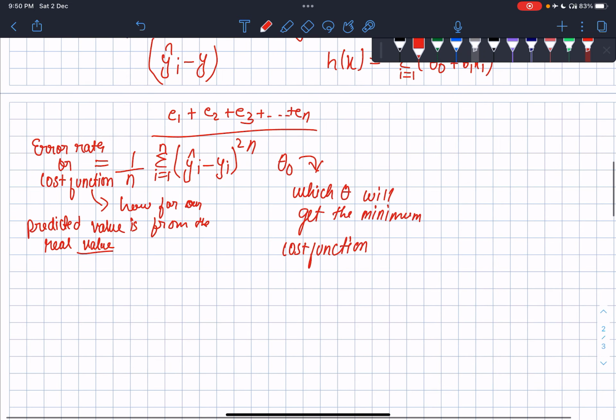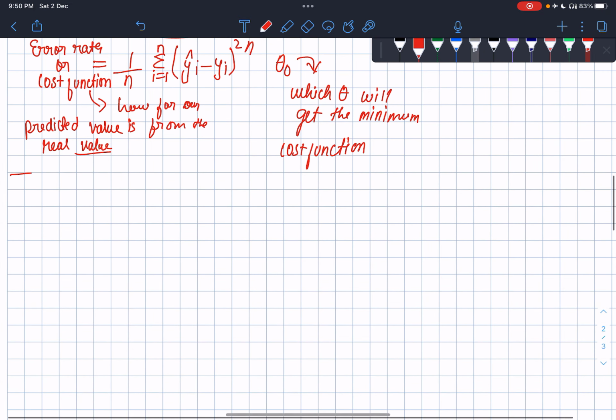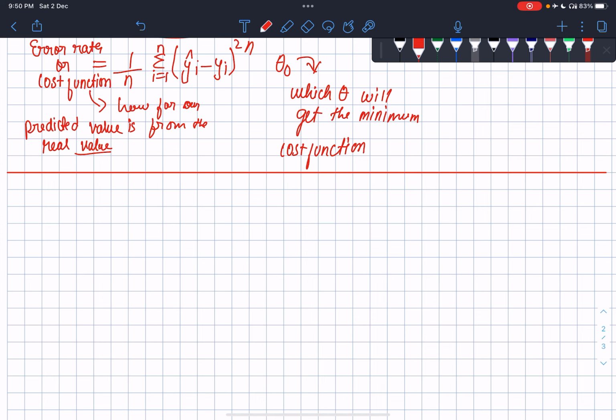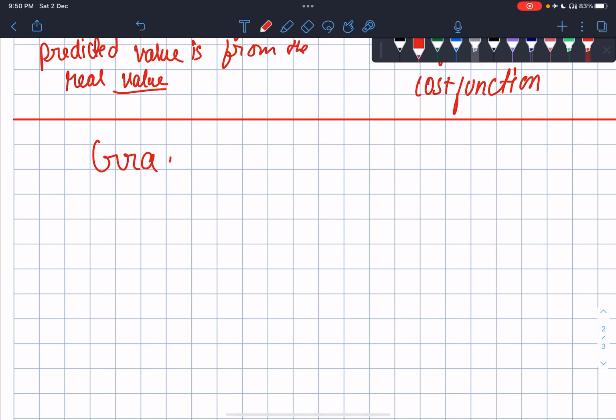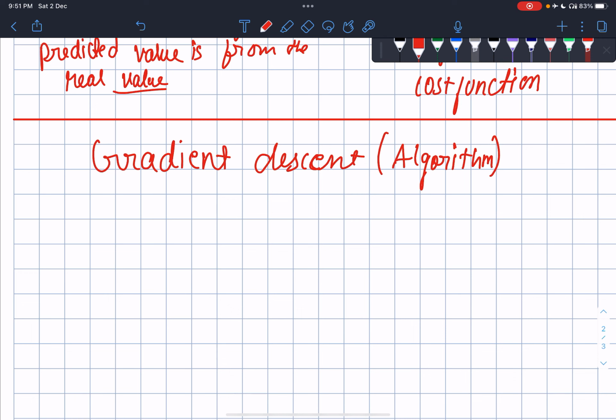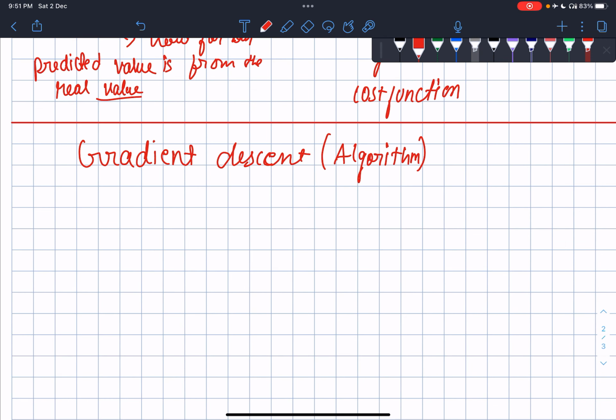So we have an algorithm, and the algorithm is gradient descent. This is the algorithm to optimize the line to get the minimum cost function. We really don't know, and the computer is not going to tell us that this is the lowest point you can use. If it could, then why would it need us?